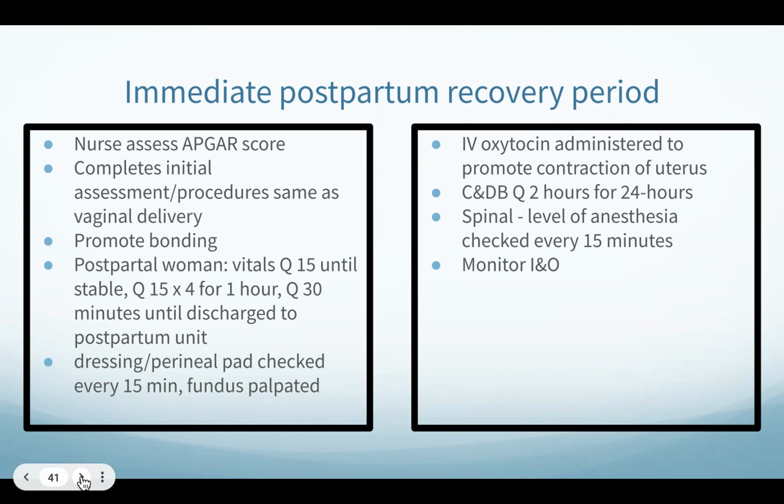Oxytocin to promote the contractions of the uterus, coughing and deep breathing. Okay, what do we do when they cough and deep breathe? You need to support the incision, because they had surgery. Spinal level of anesthesia, you're going to be checking that every 15 minutes, monitoring I&O. They're going to initially come out with an indwelling Foley catheter, and we want to get that out as soon as possible.